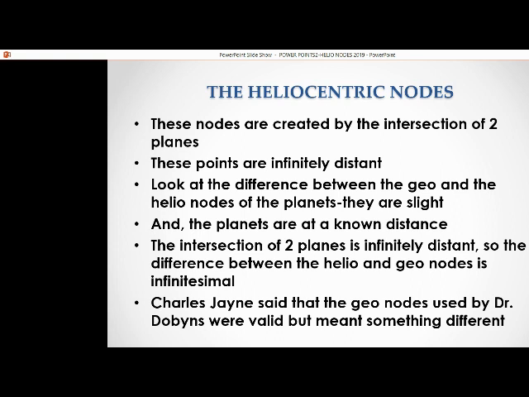The helio nodes are at an unknown distance. They're infinite. So the difference between the helio and the geo nodes is infinitesimal. You may have heard about the geo nodes used by Dr. Zipporah Dobbins. Charles Jane had the greatest respect for her work, but he said that the geo nodes simply meant something different than the helio nodes.